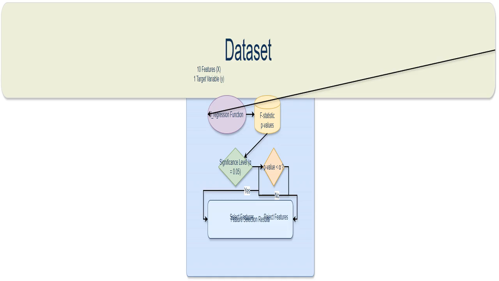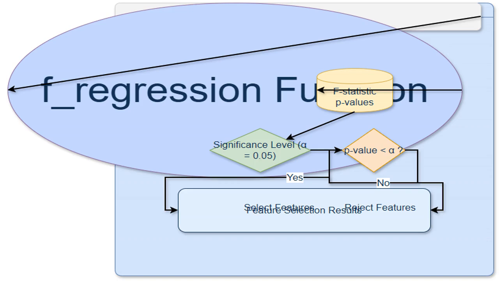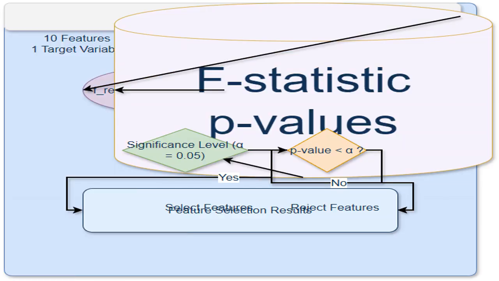I have a dataset with 10 features, things I am measuring, and one target variable, the thing I am trying to predict. I am using scikit-learn's f_regression function. It helps me figure out which features are most important for predicting the target variable using a statistical test. The F-statistic measures how well each feature explains the variation in my target variable. A higher F-statistic suggests a stronger relationship. But we need to look at the p-value for statistical significance.